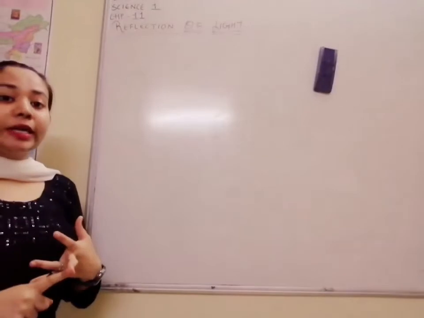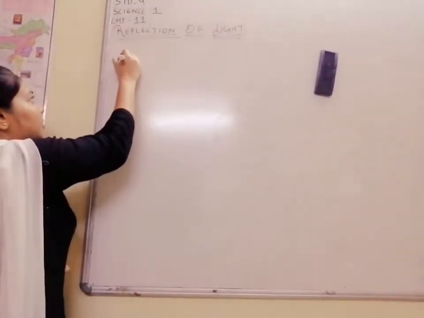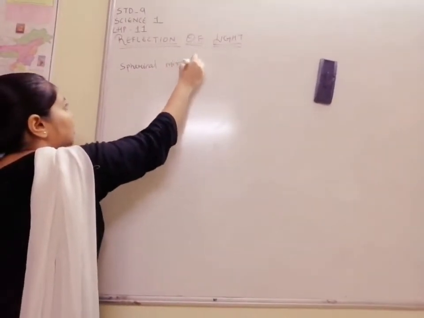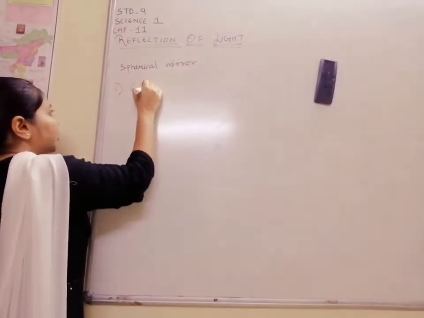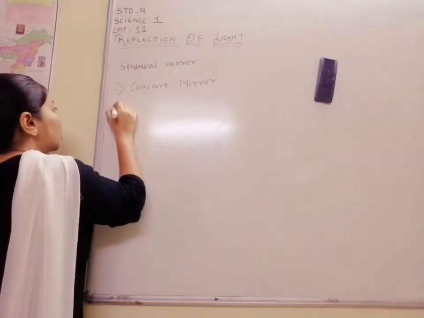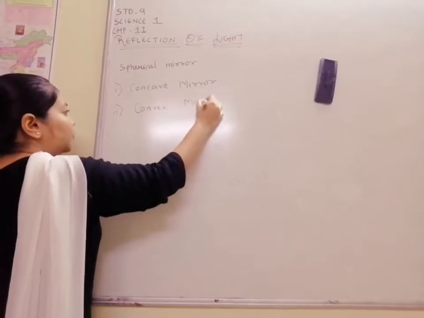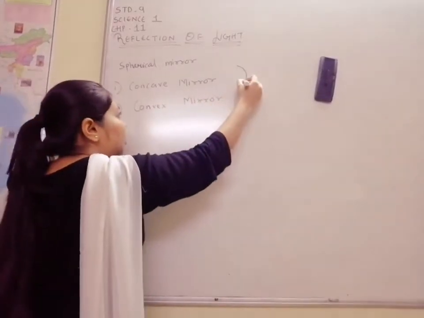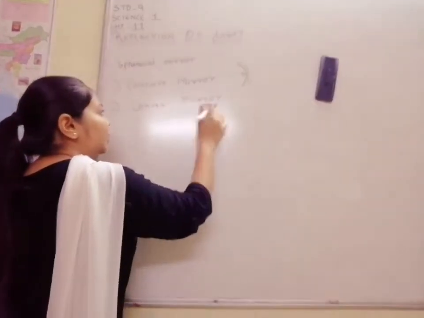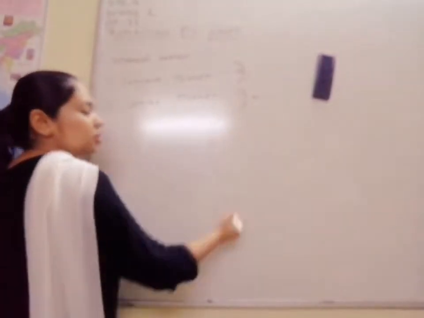Then we studied two types of spherical mirror. What were they? They were concave mirror and convex mirror. In concave, the inner portion is the reflecting surface, and in convex, the outer portion is a reflecting surface.